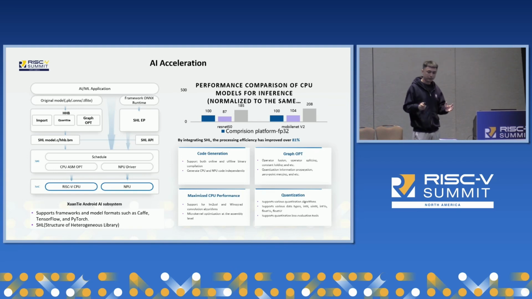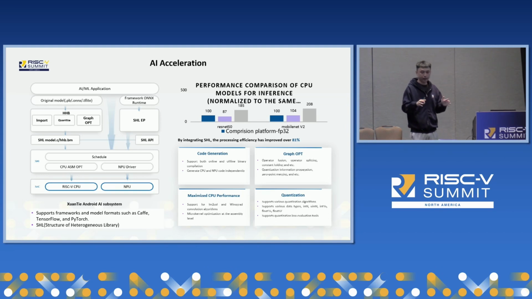AI, yeah, maybe AI is not so related to the Android infrastructure, but you need AI in your productization. So we put the AI framework into our Android ecosystem, and map the original model format. And we have two infrastructures made by us. One is called heterogeneous HHB, and one is the structure of the heterogeneous library, SHL. These two parts are for different usage.